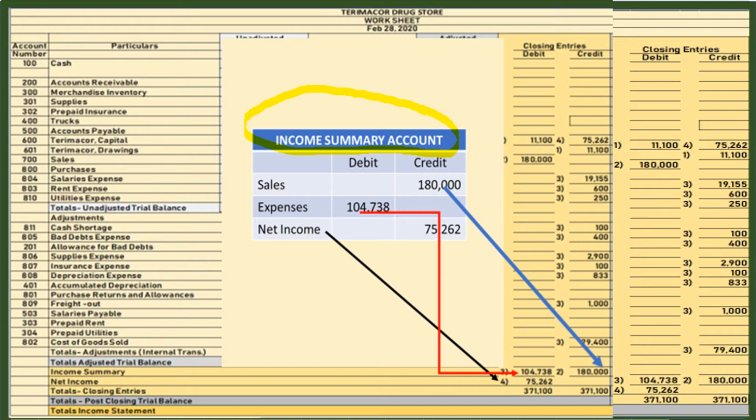The difference in the income summary account will be either net income or net loss. That is why it is called income summary account, because we can get the difference as an income or a loss from this summary account. So let's take a look here.